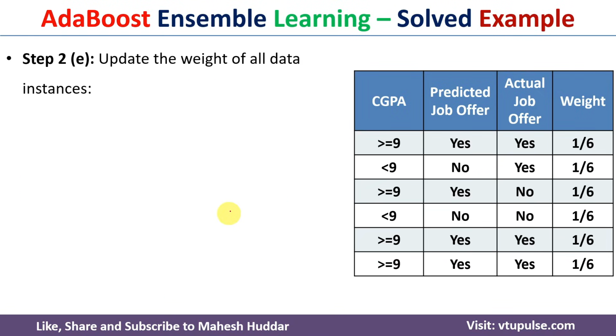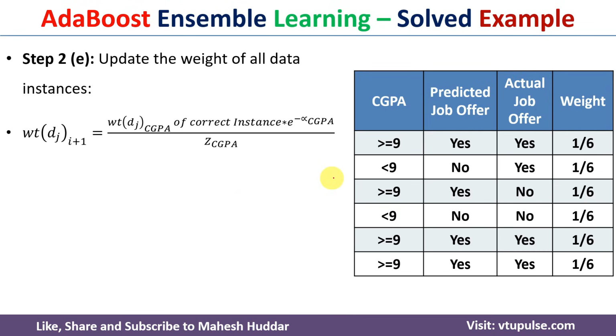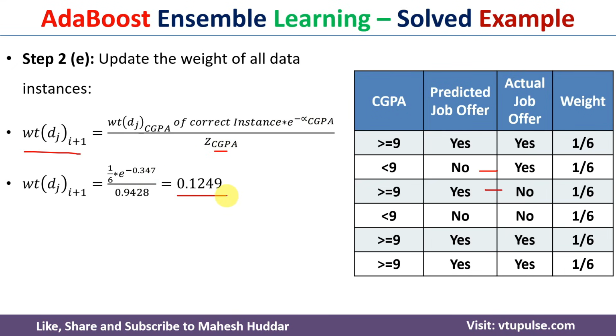Now, once you calculate the normalized factor, the last step is to update the weights for all the instances in this case. The new weight is always equivalent to the weight of the correct instance multiplied by e raised to the weight of the weak classifier divided by the normalized factor here. In this case, as said earlier, these two are incorrectly classified, and the remaining four are correctly classified. So the weight of correct instances is 1 by 6 multiplied by e raised to the weight of the weak classifier divided by the normalized factor, and you will get 0.1249 here.